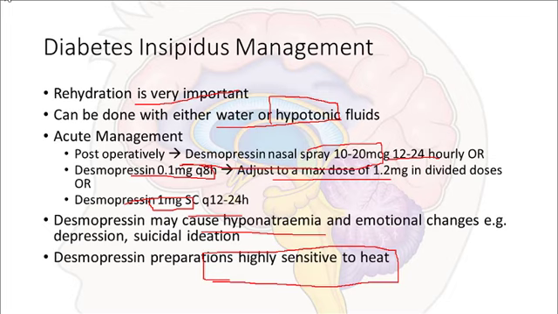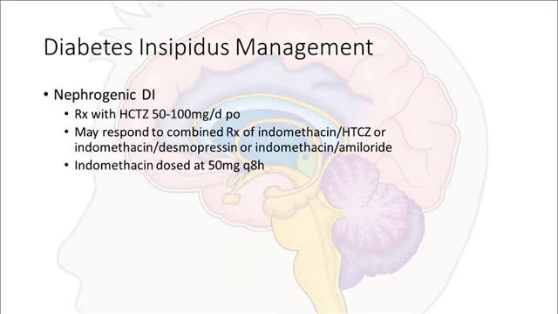Desmopressin, as we've suggested, can cause hyponatremia and emotional changes, and as a result of that, one must make sure that one is evaluating the patient. Next, what we're going to discuss is nephrogenic diabetes insipidus.